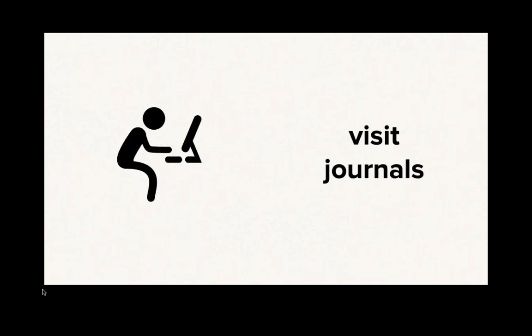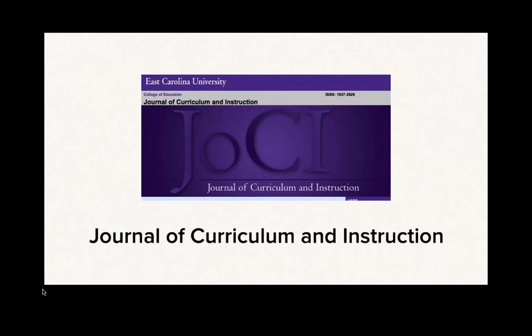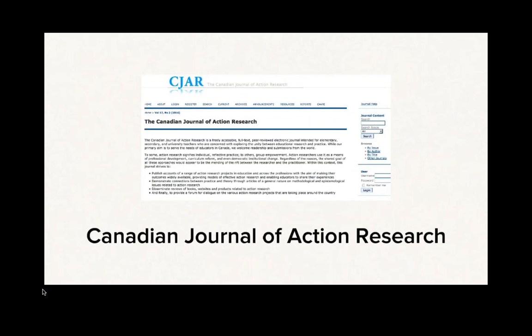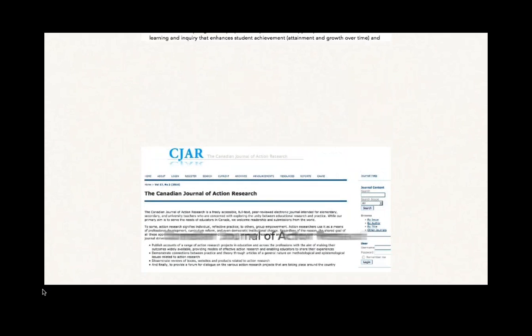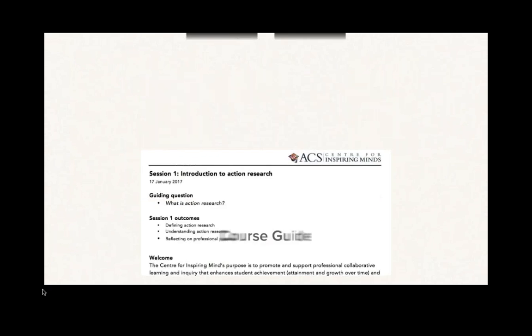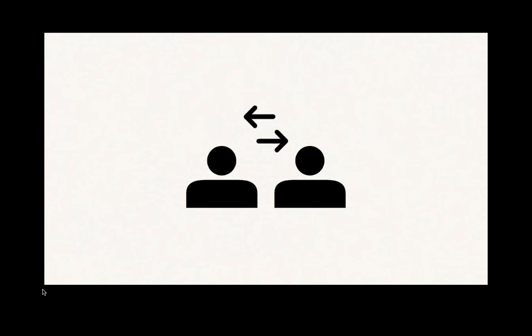3 that I can recommend are the Journal of Curriculum and Instruction, published online by East Carolina University in the United States. Network's online journal for teacher research, published online by the University of Wisconsin, also in the United States. And the Canadian Journal of Action Research, published online by Nipissing University in Ontario, Canada. These are all open access journals devoted to research in schools. Information about how to access these free journals online is provided in the Session 1 course guide, which you received to help you prepare for this online session. I also encourage you to share relevant resources with one another.